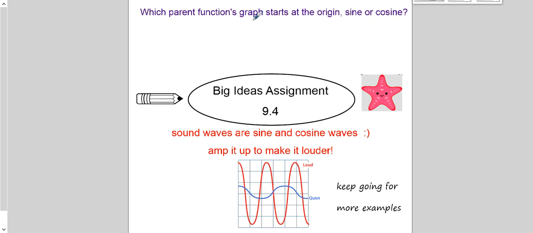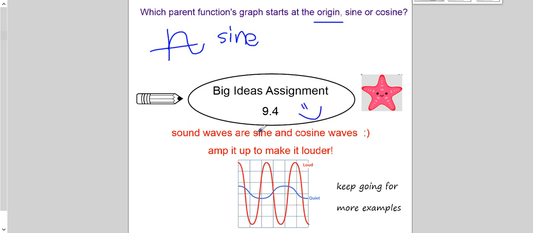Which parent function's graph starts at the origin, sine or cosine? Do you remember which one had the hill and then the valley? That was sine. Good.